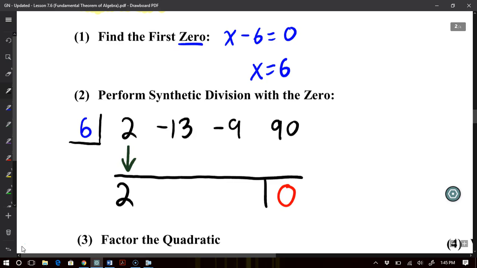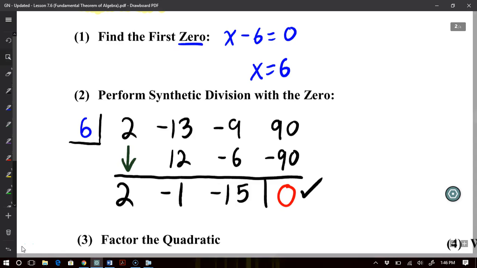We do 6 times 2, and I get 12. Do whatever it says vertically. Negative 13 and a positive 12 gives me a negative 1. 6 times negative 1 gives me a negative 6. Do whatever it says vertically. Negative 9 minus 6 is negative 15. 6 times negative 15 is a negative 90, which does give me a remainder of 0. Perfect. I did my synthetic division properly.